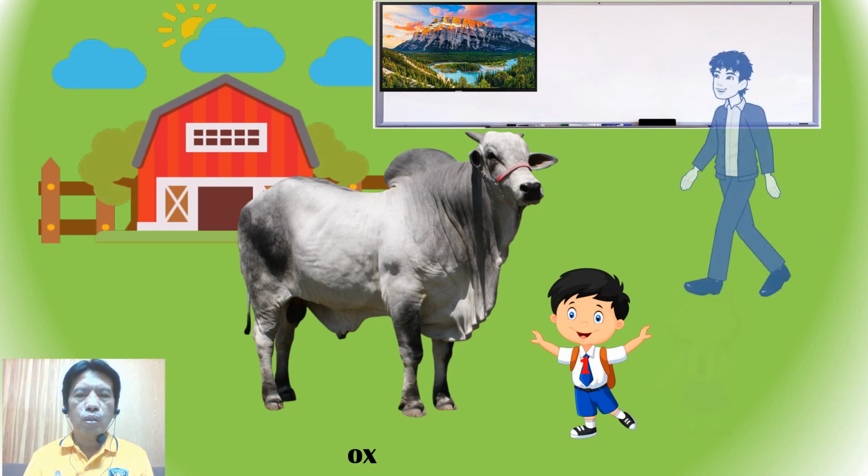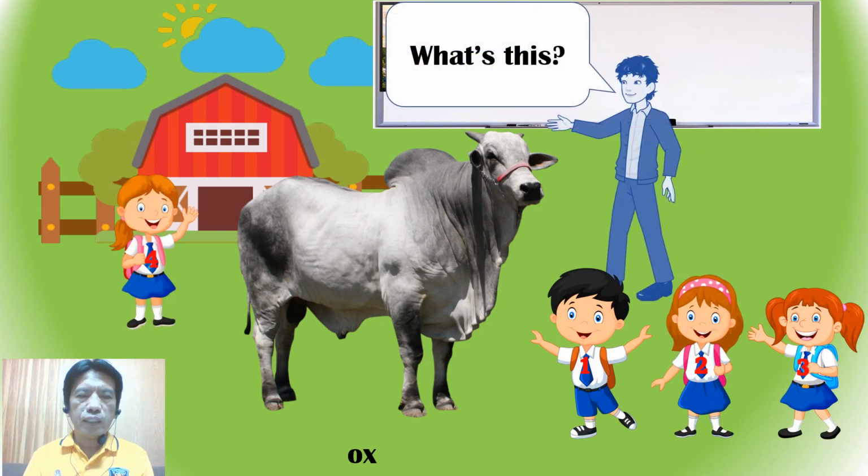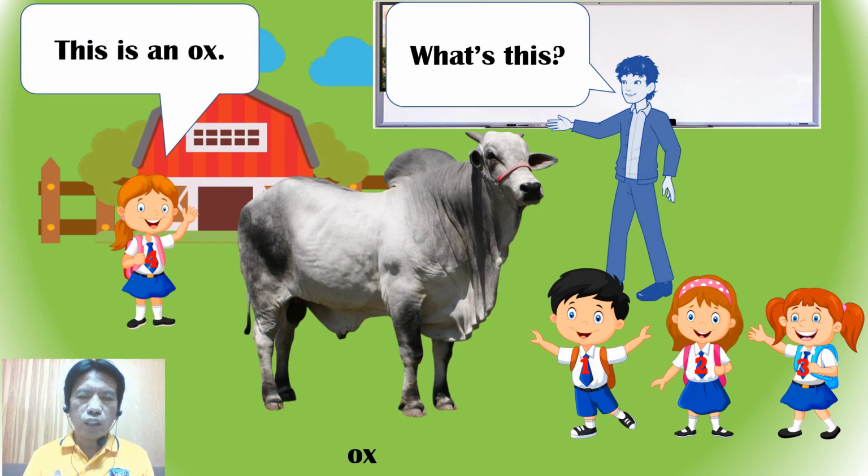What's this? Ox. This is an ox. Again, this is an ox. Now it's your turn. What's this? Very good.